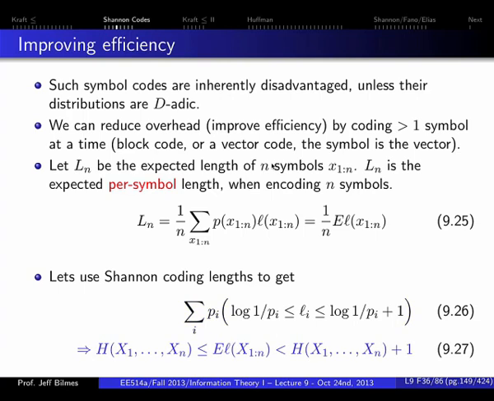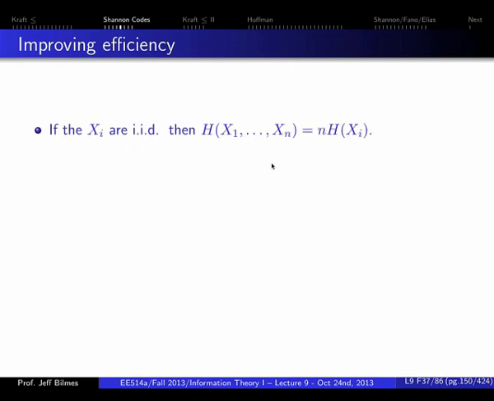On the left, we get the entropy of the block. On the right, we've got the entropy of the block plus 1. And in the middle, we have the expected block length. So now if we divide everything by n, let's say everything is IID. Then the joint entropy is equal to n times the singleton entropy, which just makes the analysis particularly easy. So if we divide everything by n, the per symbol length in this block coding scheme is sandwiched between the entropy and the entropy plus 1 over n.